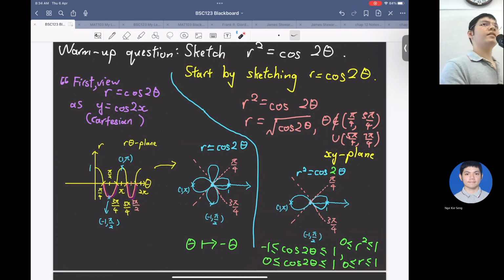Any other question? Try to work it out yourself at home as well. Graph this graph, and see whether you can graph it or not.